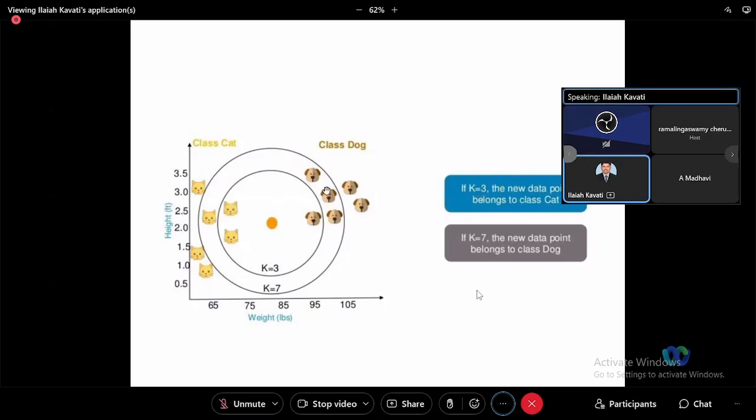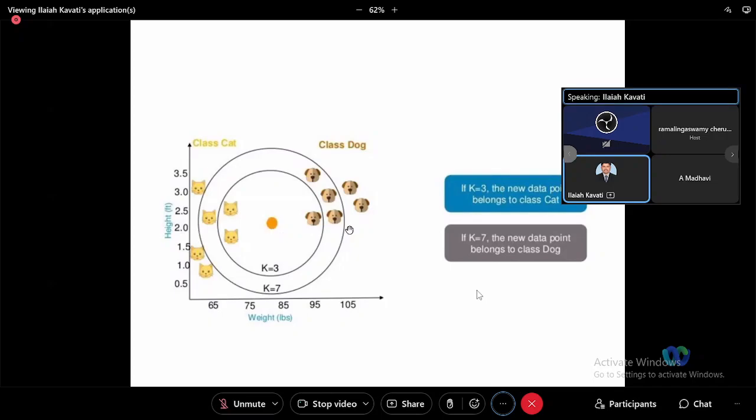So who are these 3 neighbors? If k equal to 3, you can see for this data point, among these 3 neighbors, 2 are cats and 1 is dog. Based on this information, I can assign this particular object to the class cat. If k equal to 3, we can say that the new data point belongs to the cat class.